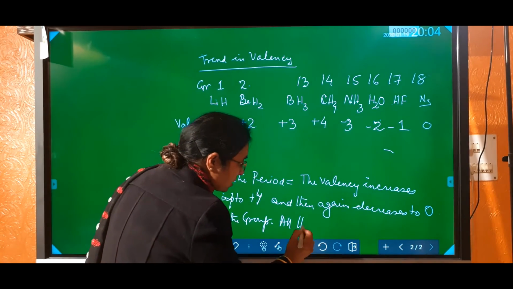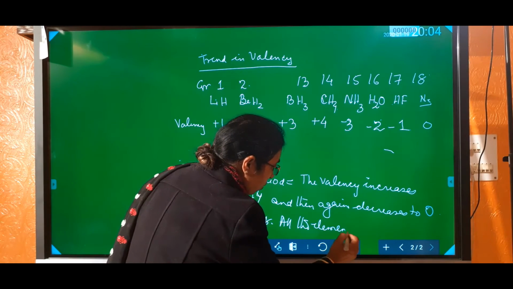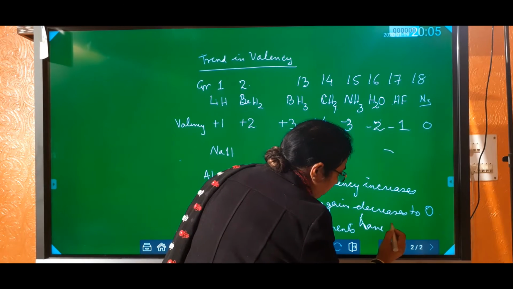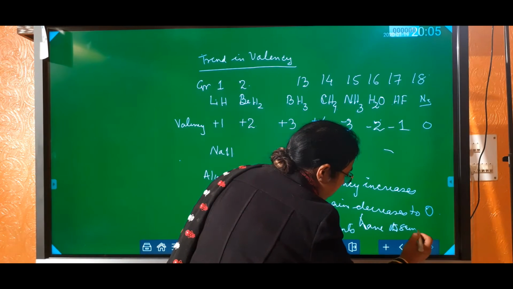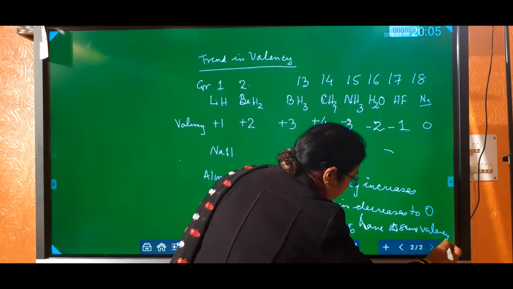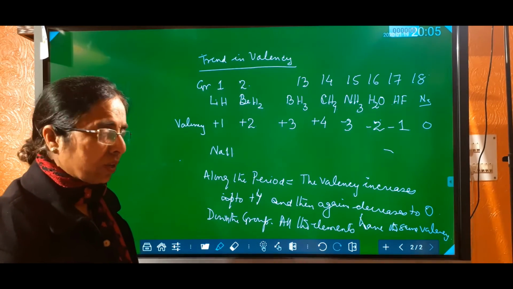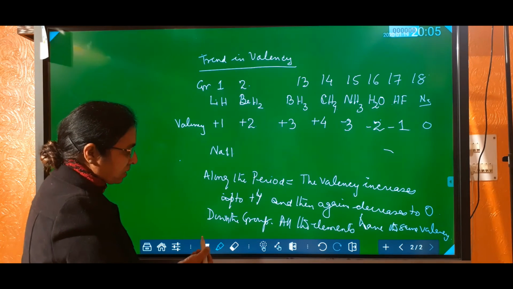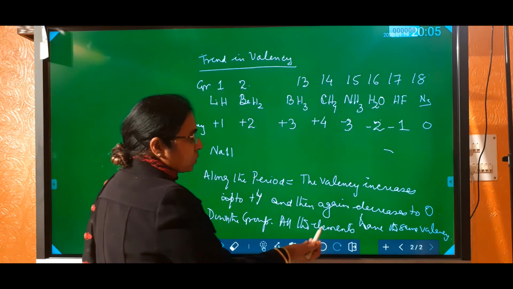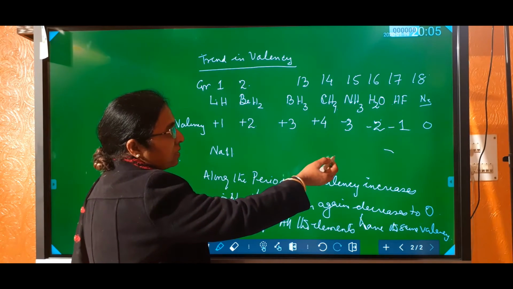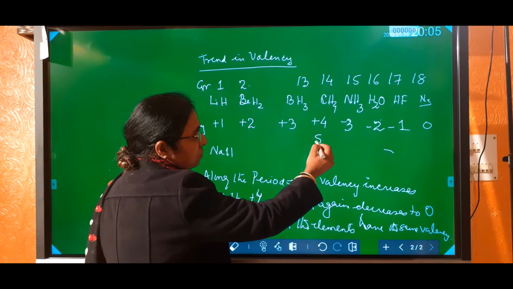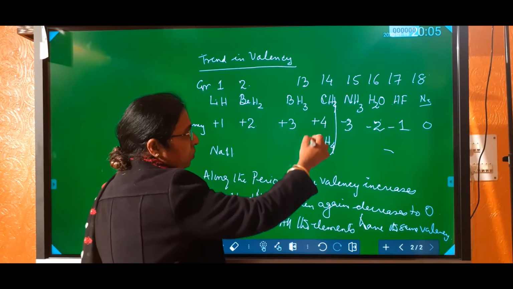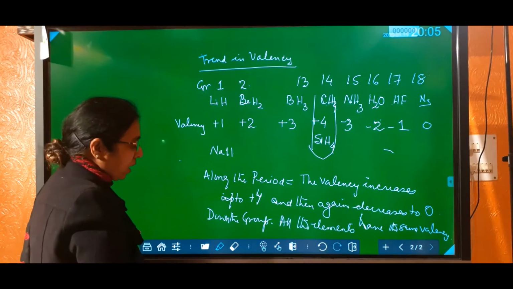all the elements have the same valency, except a little bit which you will be studying in your higher classes, not at this level. So down the group all the elements will have the same valency. If it is CH4, then down the group it will have SiH4. So the valency will be 4 for silicon also, and 4 for carbon also.